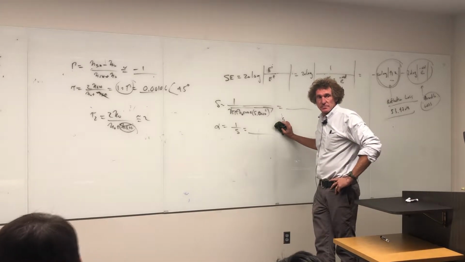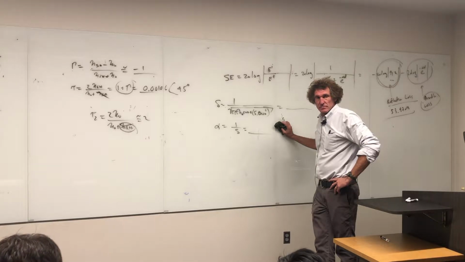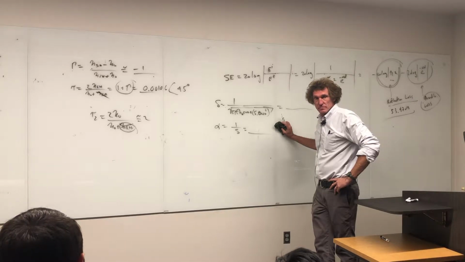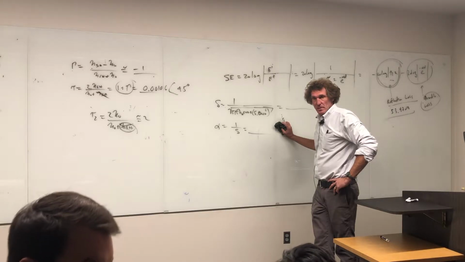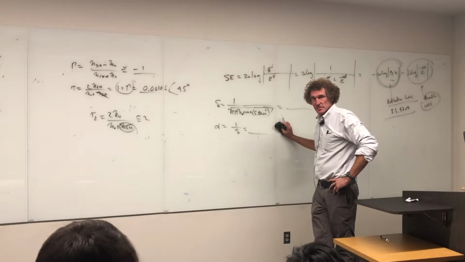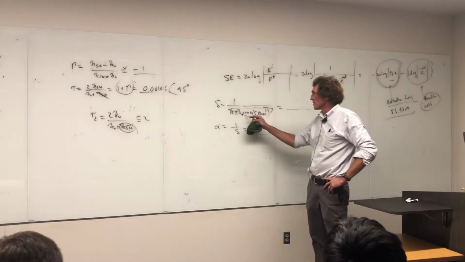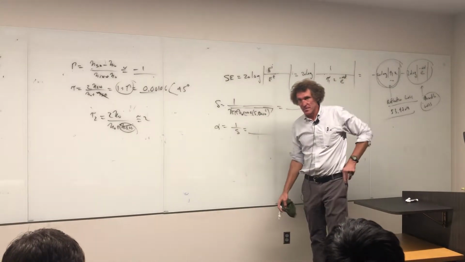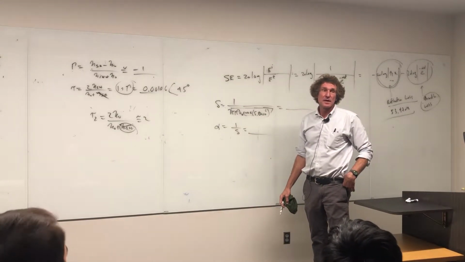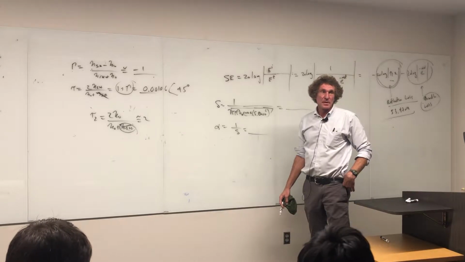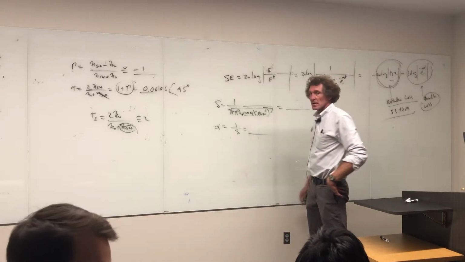I got 1.5 times 10 to the negative 9. Anybody else? I got negative 12 for alpha. Anybody else? Remember, there's 1,000 in here too. Remember, mu relative is 1,000. What'd you guys get? Anybody else? Guys, you got to take the square root.